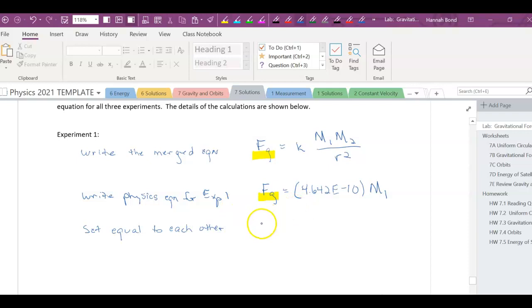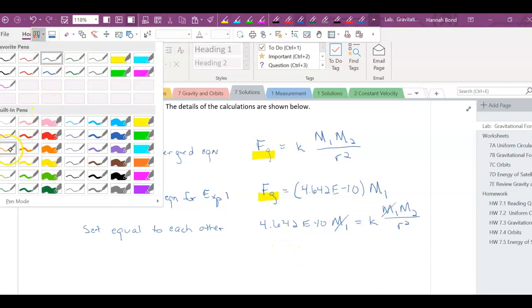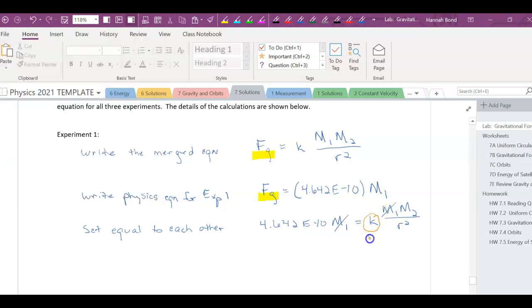And so I've got that 4.642 times 10 to the negative 10th times mass 1 equals K times mass 1 times mass 2 divided by r squared. If I divide both sides of this equation by mass 1, it cancels out. I had it on both sides of the equation, and so I can just cancel it out. And I'm trying to solve for this value K. Right? This is what I'm solving for.